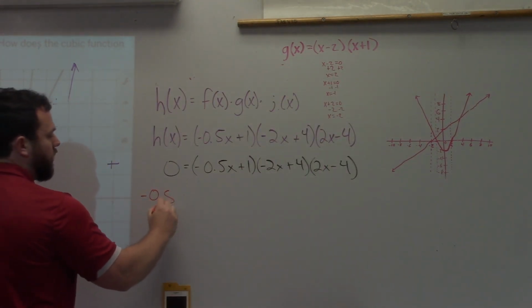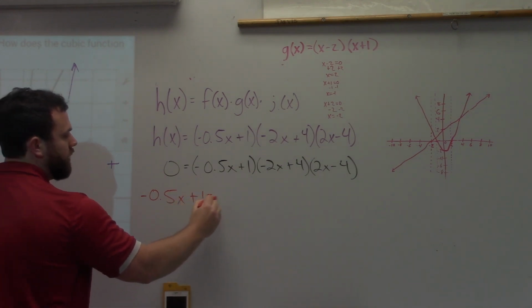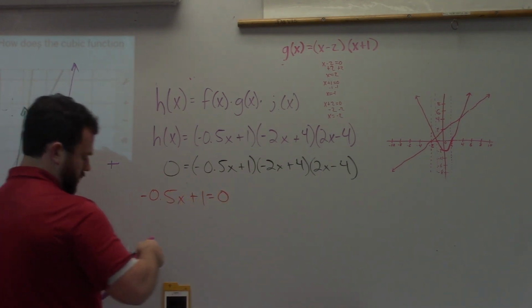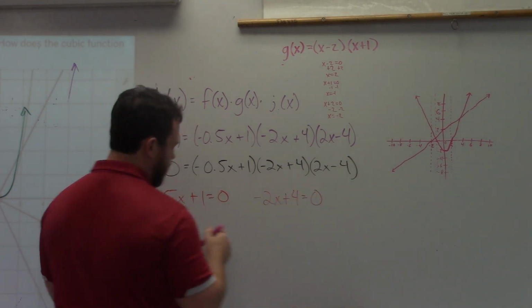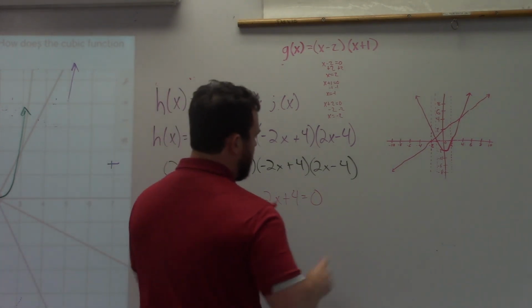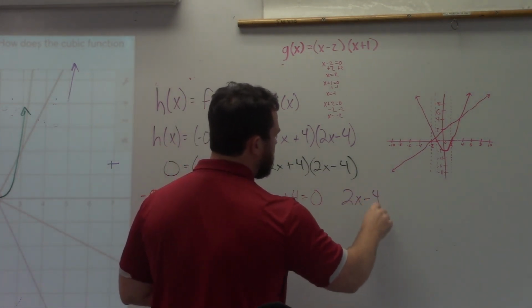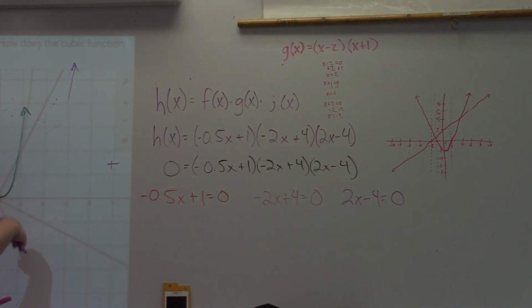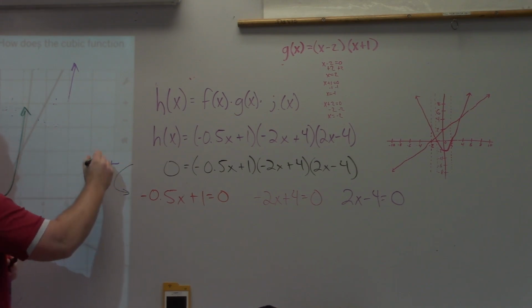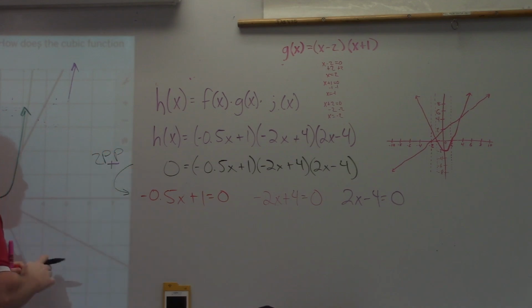All right, negative 0.5x plus 1 is equal to 0. Negative 2x plus 4 is equal to 0. And 2x minus 4 is equal to 0. The only way that we have a product of 0 is if one of those factors equals what? 0. That's the zero product property. The only way we have a product of 0 is if one factor is equal to 0.